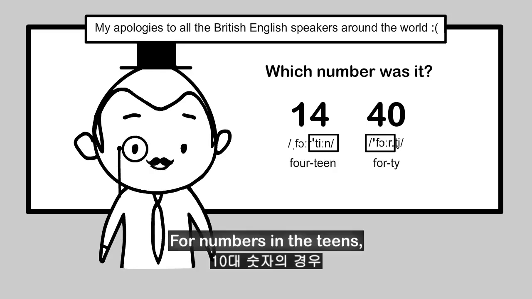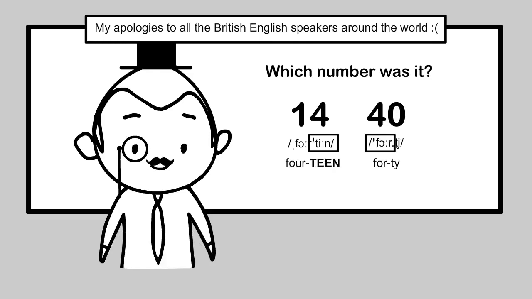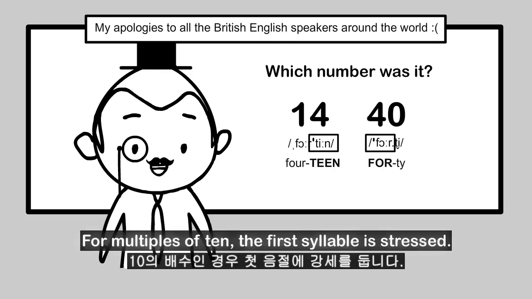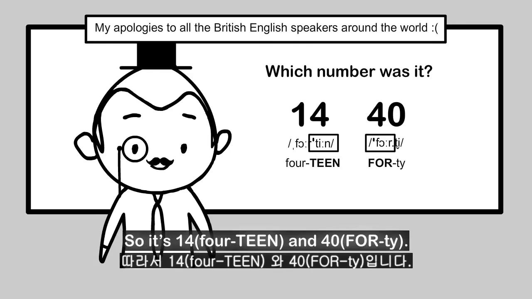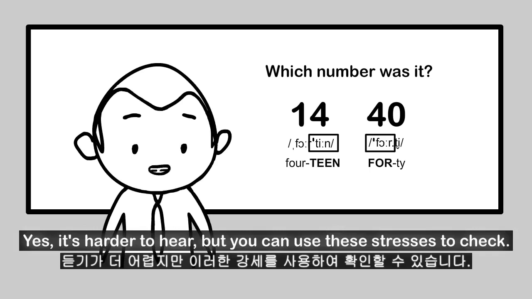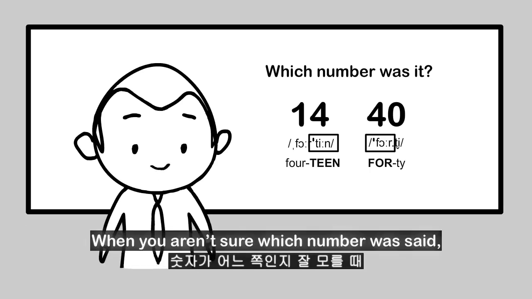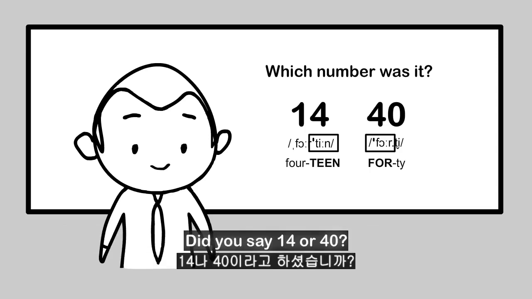For numbers in the teens, the second syllable, the teen, is stressed. For multiples of 10, the first syllable is stressed. So it's 14 and 40. Yes, it's harder to hear, but you can use these stresses to check. When you aren't sure which number was said, you can ask a question like this. Did you say 14 or 40?